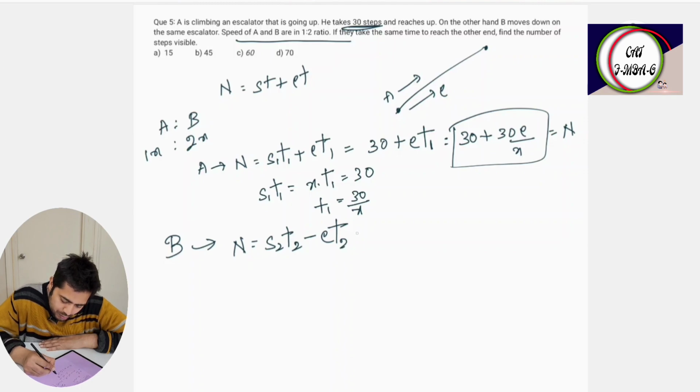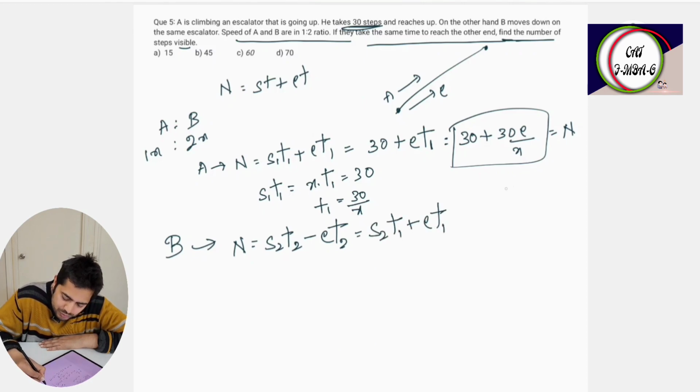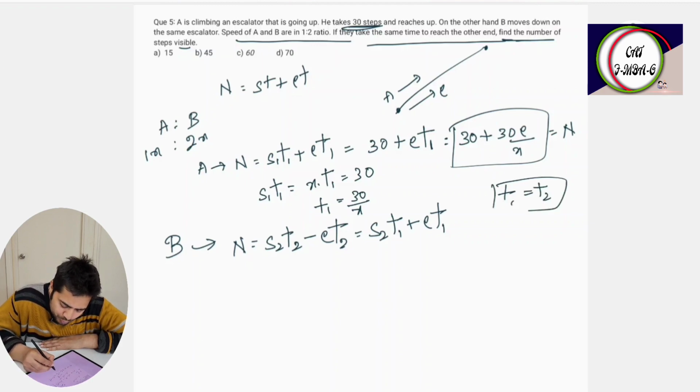Now it is given that they take the same time to reach the other end. Find the number of steps visible. So the time is the same: s2 t1 plus e t1, because t1 is equal to t2. It is given like this. Also s2 t1 is how much? Find the number of steps visible.